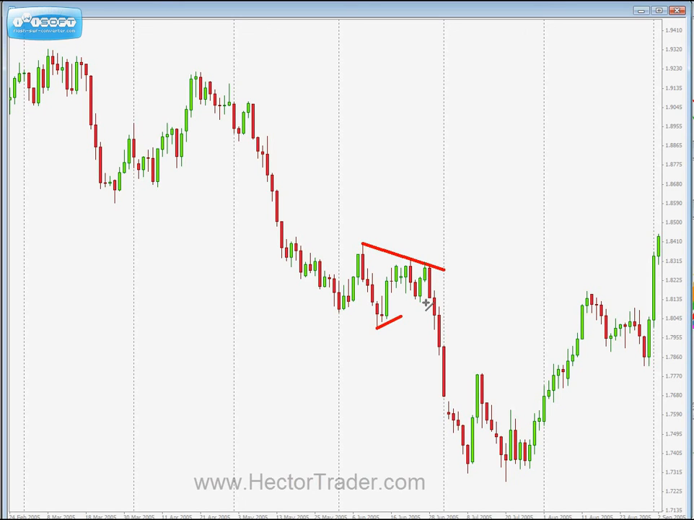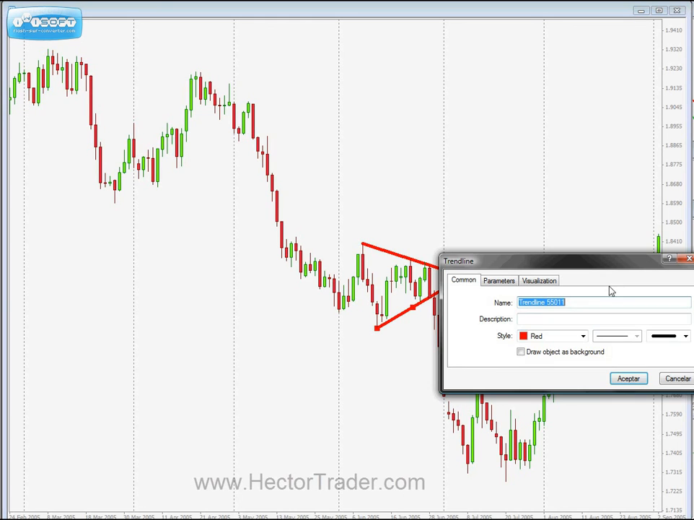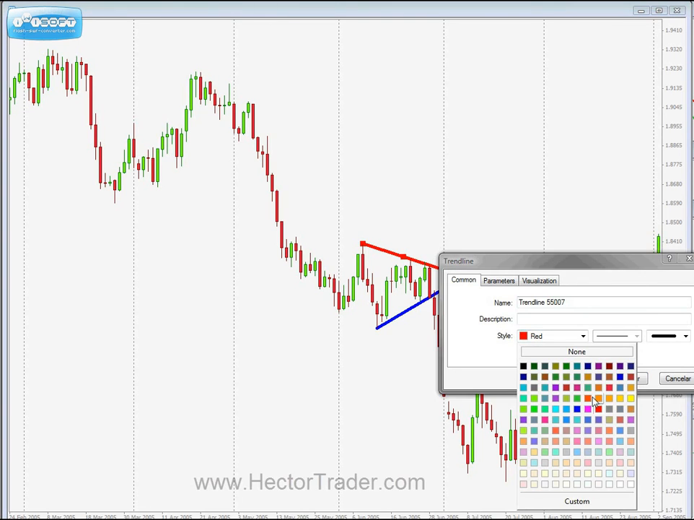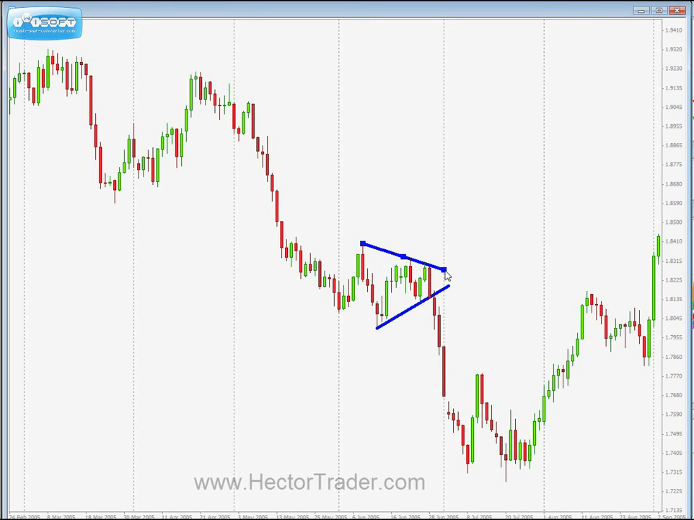In this case we can see a triangle in the central part of the chart. It's the one I'm marking right now. Actually, I'm going to mark it in blue on my screen, and as you can see, it's not a flat top triangle or a flat bottom triangle. It's just a regular triangle.